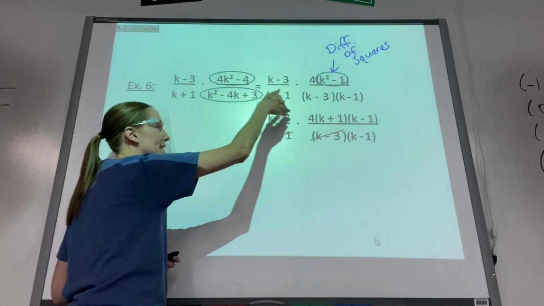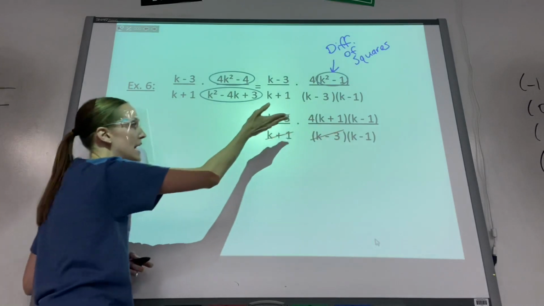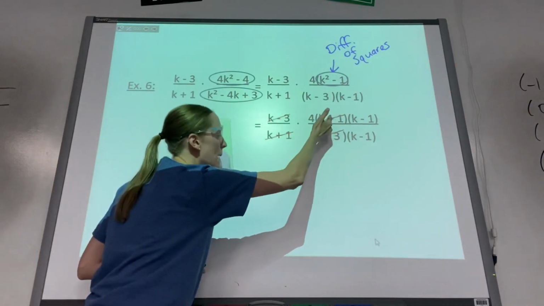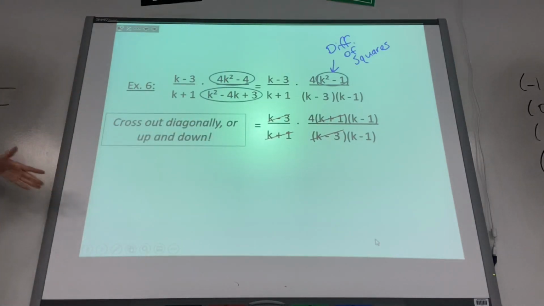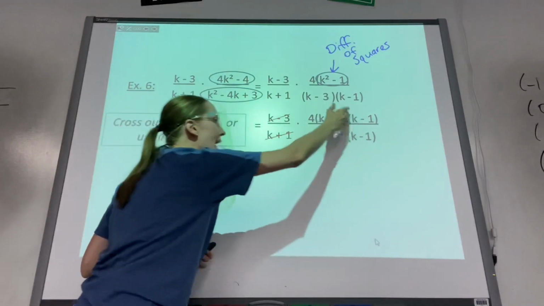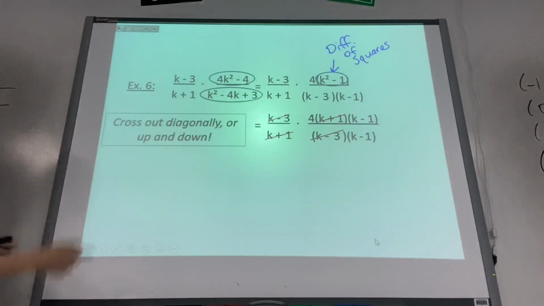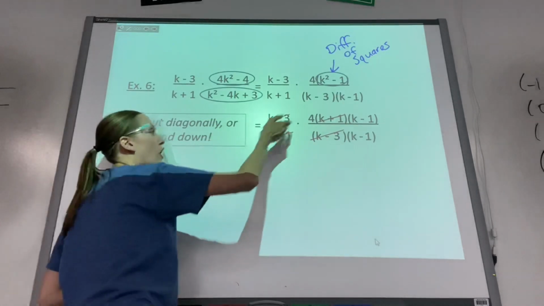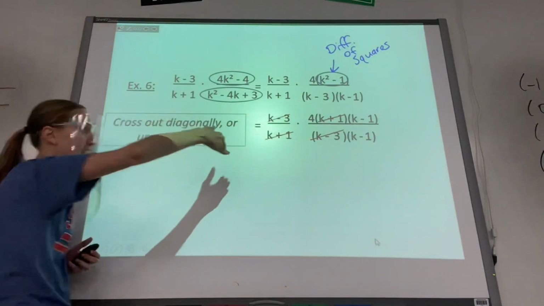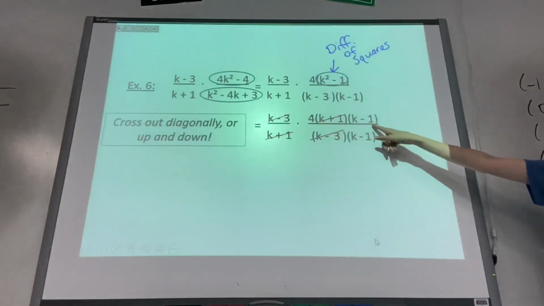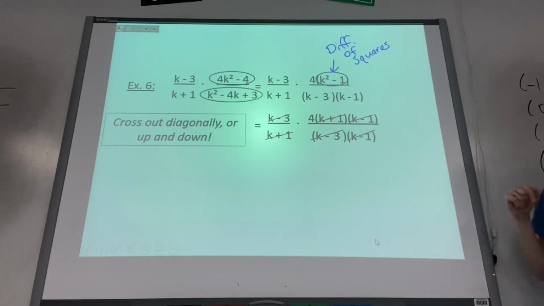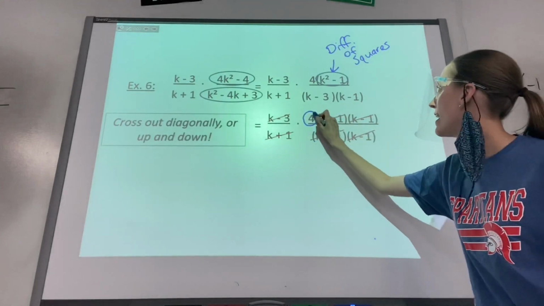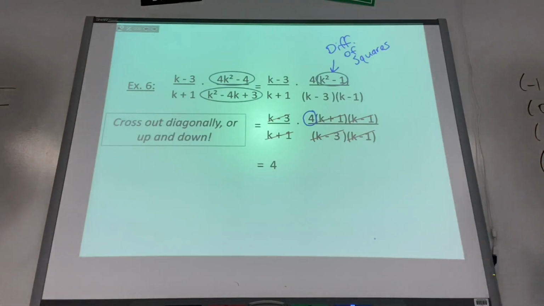So like the k minus 3, k minus 3, k plus 1, k plus 1. You can cross out diagonally or up and down, or maybe you have both of those. We actually do here. We crossed out a bunch of stuff diagonally, but we also have k minus 1 over k minus 1. So those get crossed out as well.